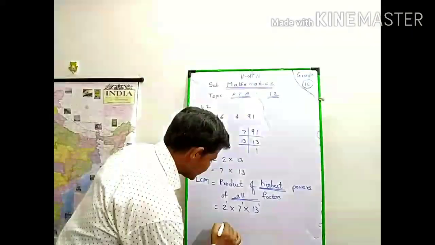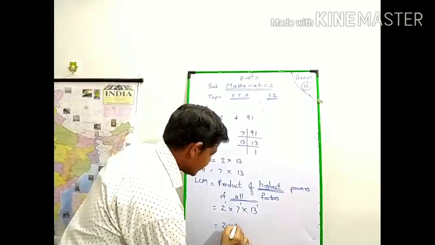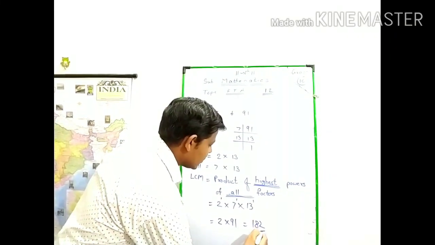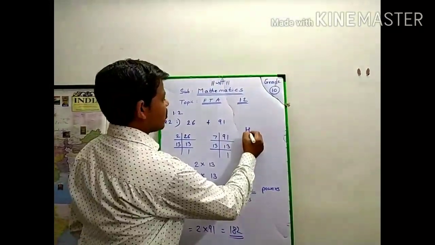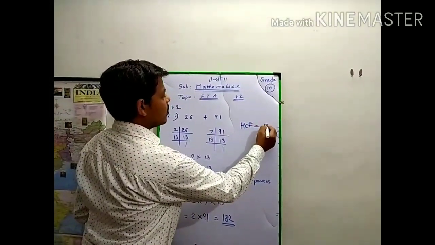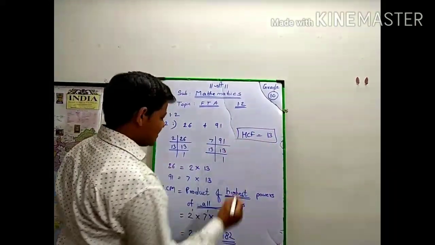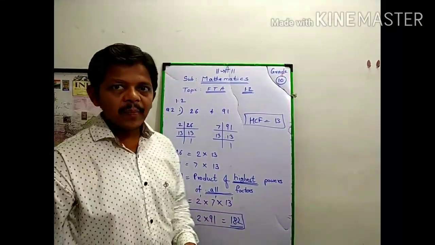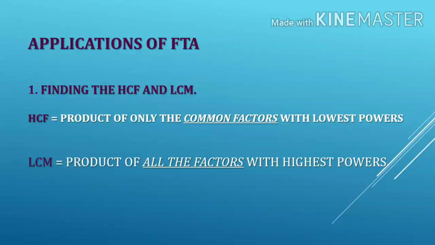Whatever the answer is, you can find it, which gives you 182. So the HCF you had found out was 13 and the LCM becomes 182. Let me repeat again. HCF was common factors with smallest powers. LCM is all the factors with highest powers.